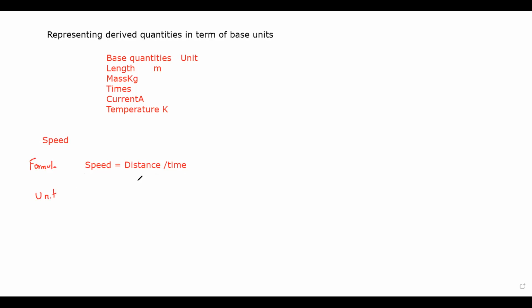So what is the unit of distance? The unit of distance is meter. And what about the unit of time? The unit of time is second. So it is meter per second, or we represent all of them in the numerator. When I move second to the numerator, it will be m s minus 1. So the base unit for speed is meter per second, or m s minus 1. Is it clear? That is how we represent speed in terms of base units.